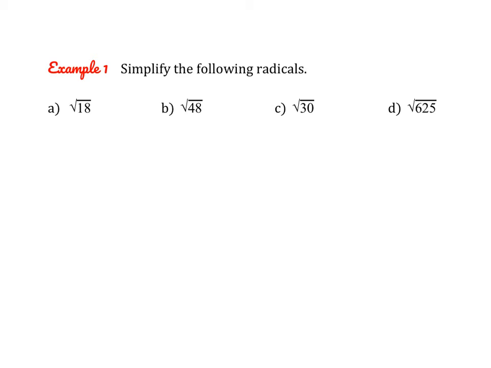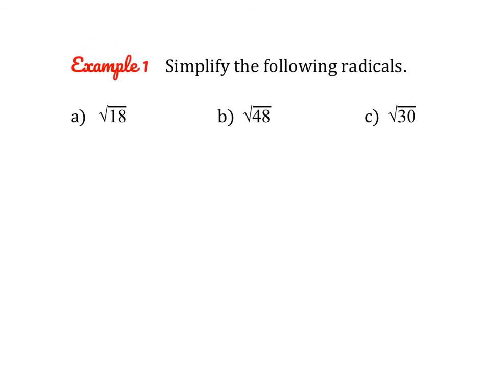Okay, so let's give these a try. For this first one, we have the square root of 18. Remember, we're always going to start by finding the prime factors of 18. You can start with any two factors that you want. Maybe you see 3 and 6. Maybe you see, let's do 2 and 9.